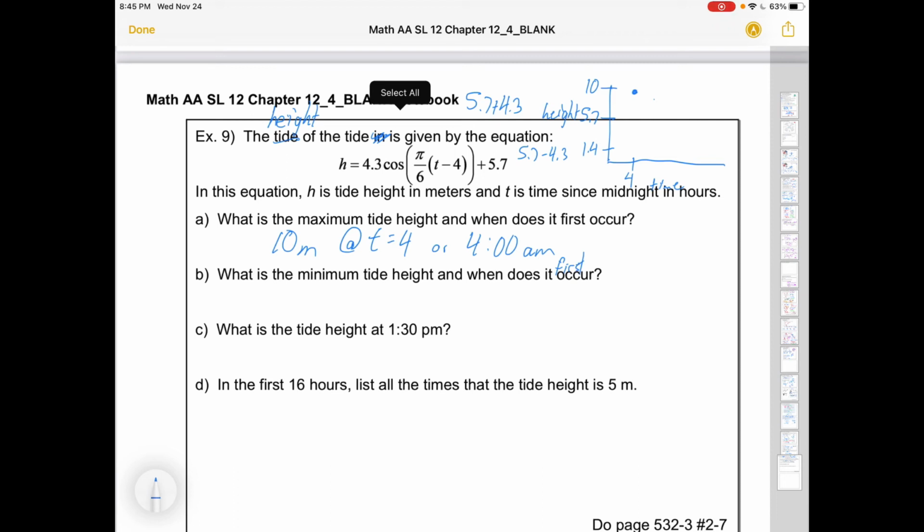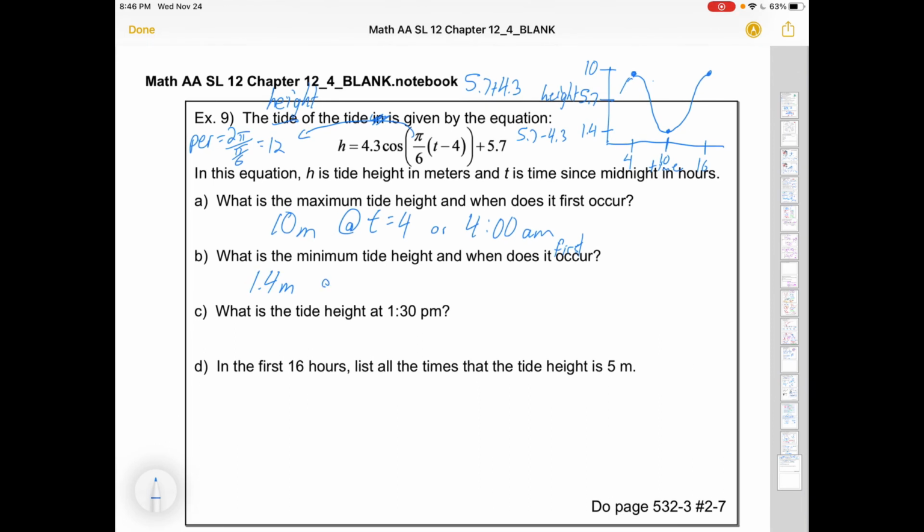So let's check that out. In this question, the period's going to be 2 pi over b, so 2 pi over pi over 6, or 12. So this max is going to recur 12 hours later, or at 16 hours. Halfway in between those, at 10 hours, it's going to be at its minimum. So essentially the graph kind of looks like this for tide height, and it's also going to go back down here. So you're going to have a minimum of 1.4 meters, and that's going to occur at t equals 10 because of the period of this function.